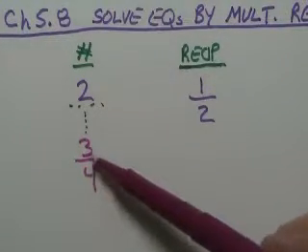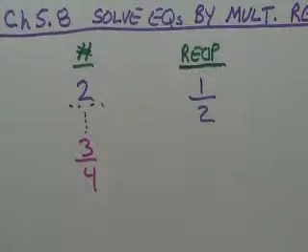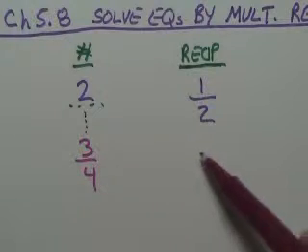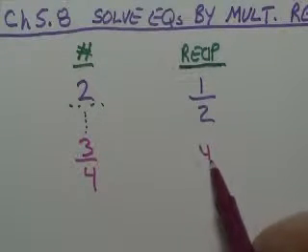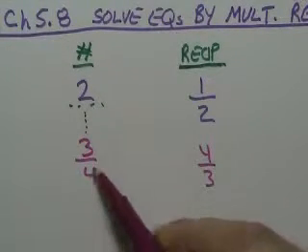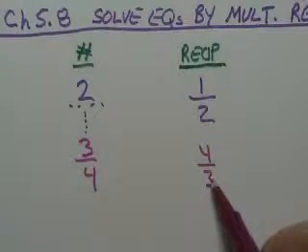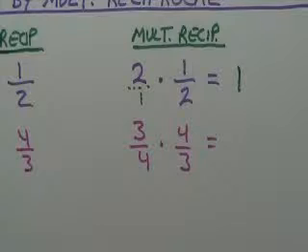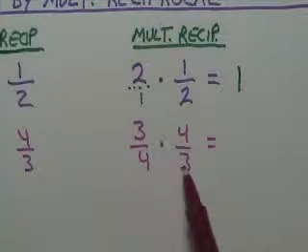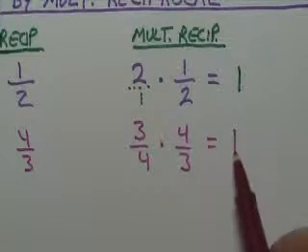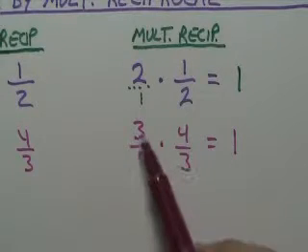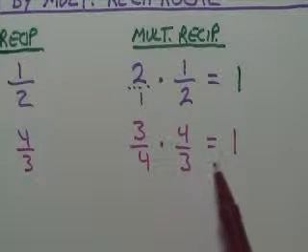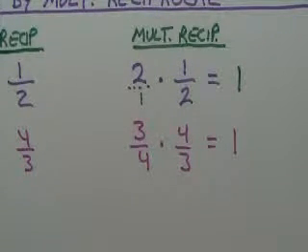Okay, our next number is the fraction 3/4. Its reciprocal would be 4 over 3. We just flipped it. And if you multiply the number and its reciprocal, the answer is 1. Because look, that'll be 12 divided by 12. That's just 1.